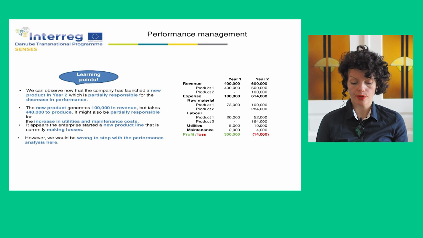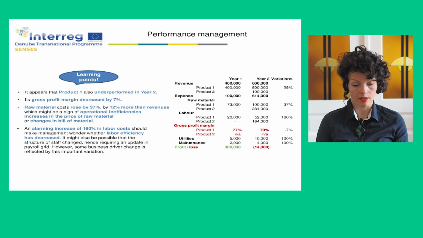However, we would be wrong to stop with the performance analysis here. It appears that product 1 also underperformed in year 2. Its gross profit margin decreased by 7%. Raw material costs rose by 37%, by 12% more than revenues, which might be a sign of operational inefficiencies, increases in prices of raw materials, or changes in the bill of material.